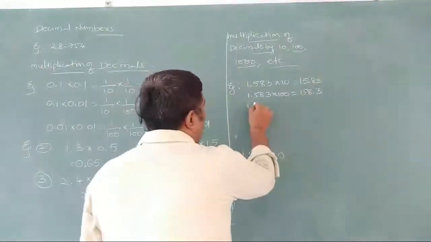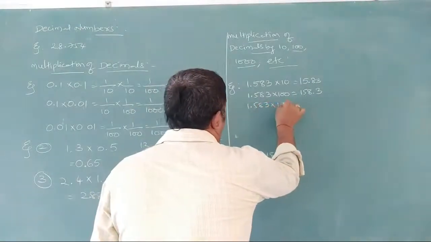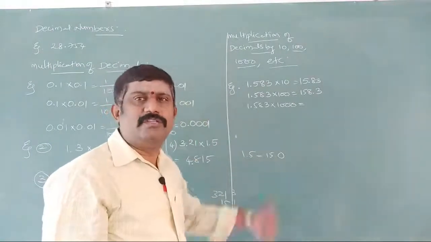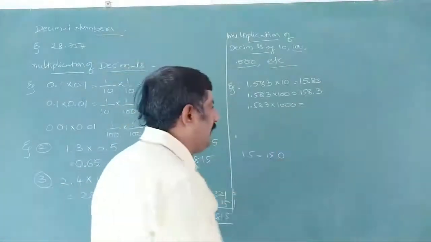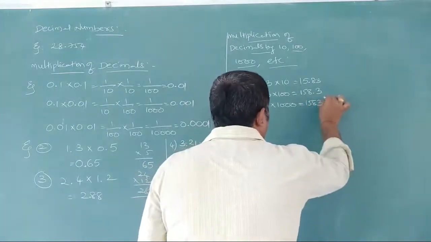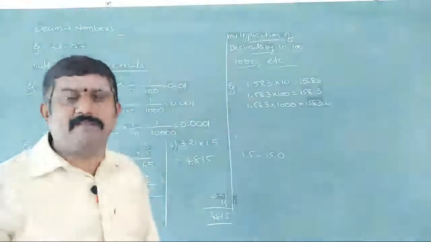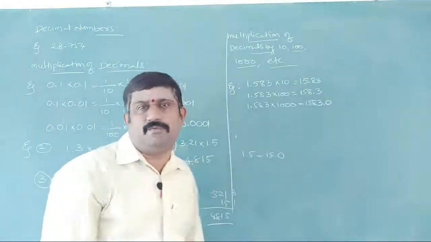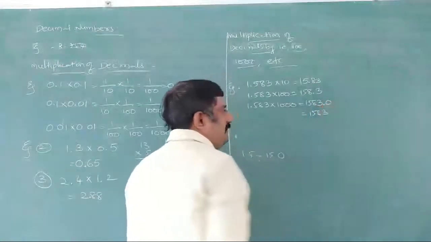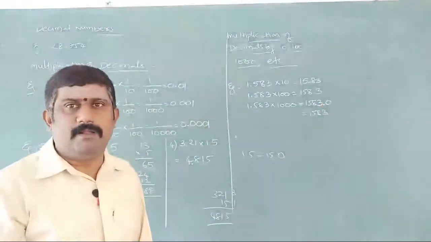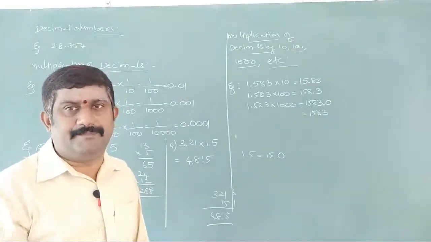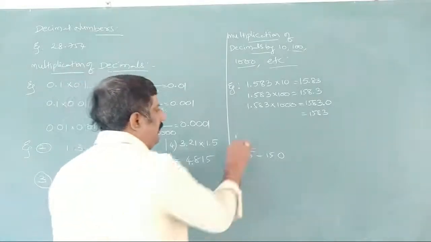Next, 1.583 into 1000 we are taking. Now how many zeros do we have here? 3 zeros. So just go 3 steps again to the right side. It becomes 1583. If you want, you can keep 0.0, or else directly you can write 1583 also, even without keeping 0.0 here. Let me take one more example here.